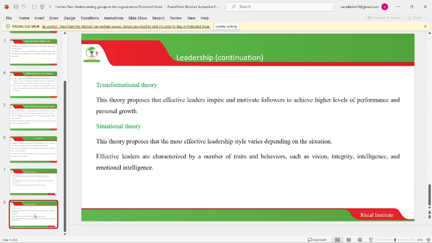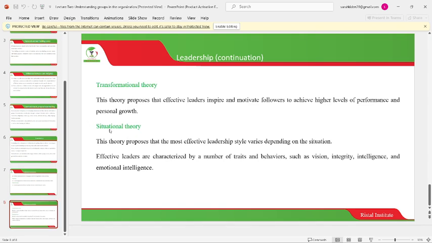It suggests that leaders can transform the values, beliefs, and attitudes of their followers by providing them with a sense of purpose, recognition, and empowerment. So transformational theory specifically emphasizes the role of leaders in inspiring and motivating their followers to achieve a shared vision and goal, and higher levels of performance and personal growth.